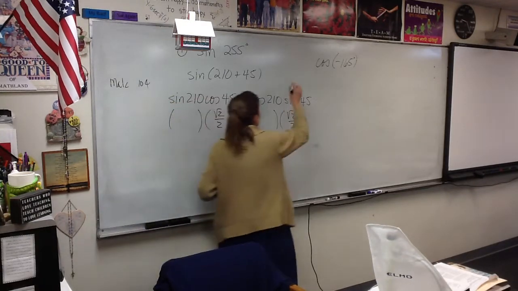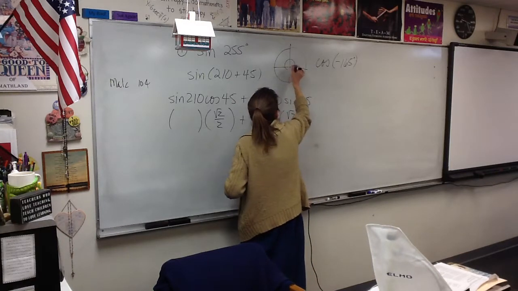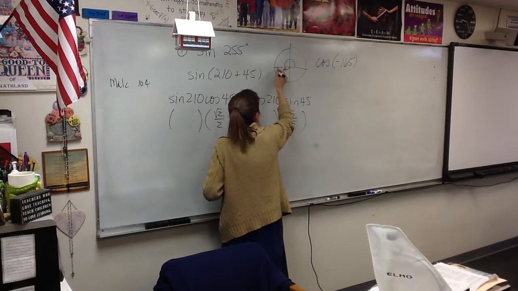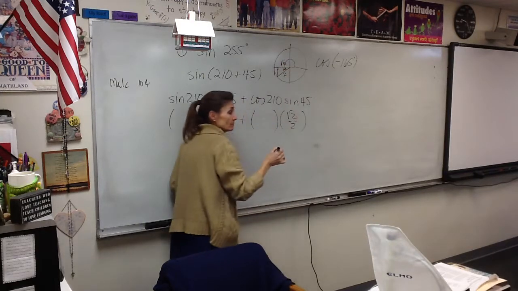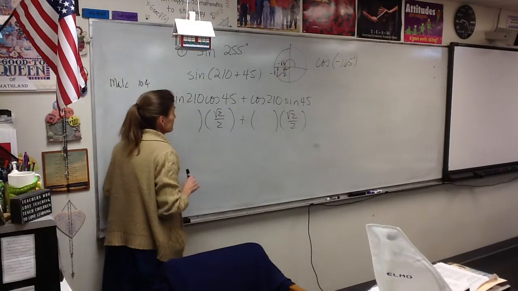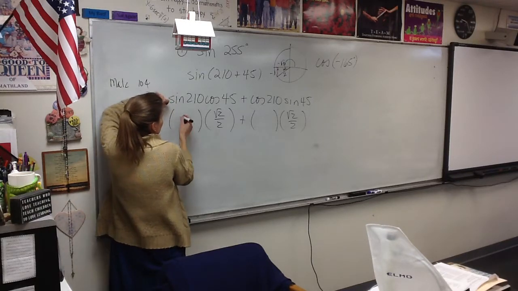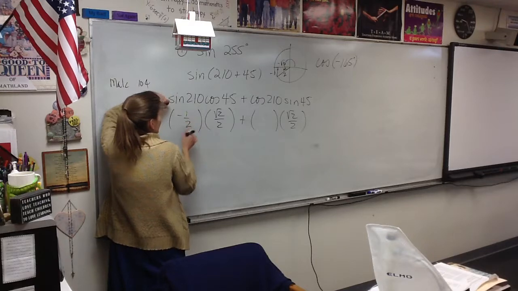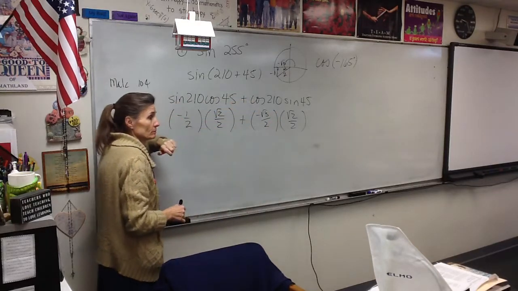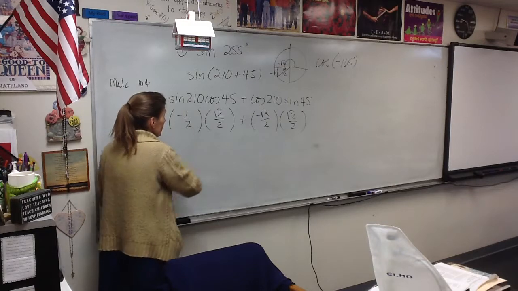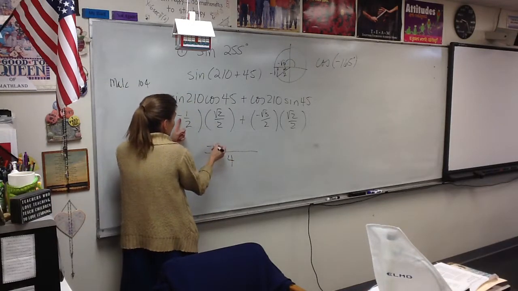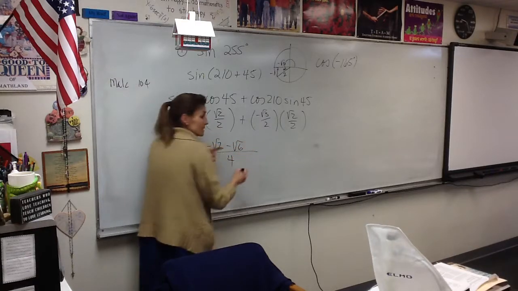Personally, I need to draw 210 because I don't have 210 memorized. So there's 210. What's my reference angle? 30. So this is 1, 2, root 3. Anything negative in there? I have to pay attention to that. Yeah, both of these are negative. We're in quadrant 3. So what's my sign? Sine would be -1/2, and cosine would be negative root 3 over 2. Now we're going to multiply these. What's my denominator going to be? 4. And my numerator will be negative root 2 minus root 6.